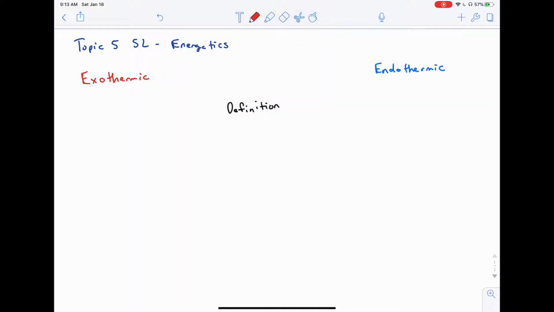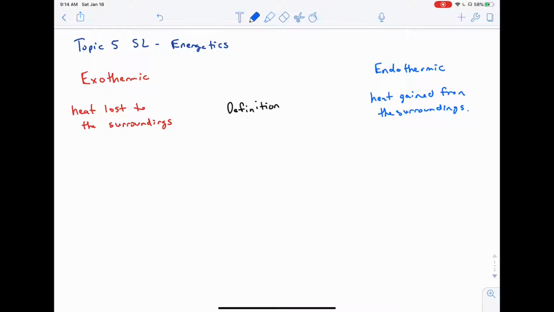An exothermic reaction is heat lost to the surroundings. An endothermic is heat gained from the surroundings. And it's important that we establish what system and surroundings are. You need to remember that the system is just the chemical reaction alone, not the environment the chemical reaction is taking place in, not anything surrounding the chemical reaction. It is simply just the particles that are involved in the chemical reaction.